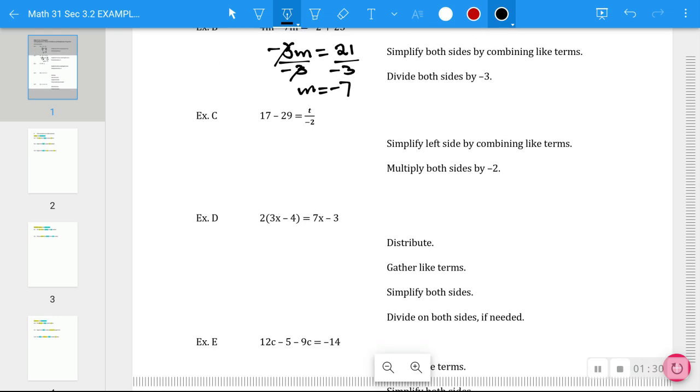Okay, on example C, we'll simplify the left-hand side. 17 minus 29 is negative 12. And to counteract division, you want to multiply. So multiply by negative 2 on both sides. And that takes us to 24 on the left-hand side. And after these negative 2's cancel, you just get the t. So now we know the value of t, 24.